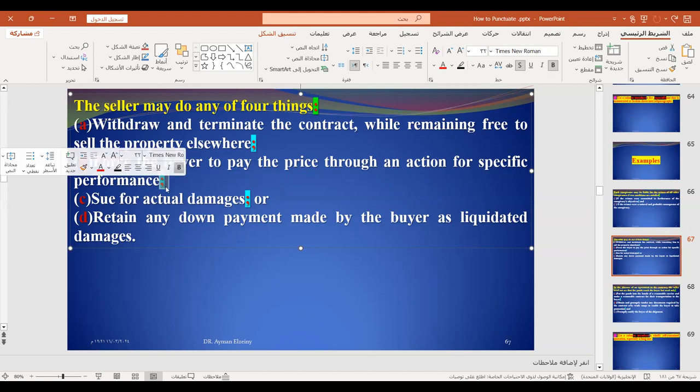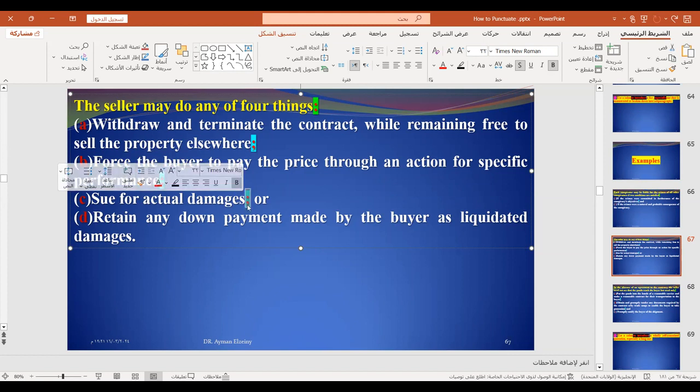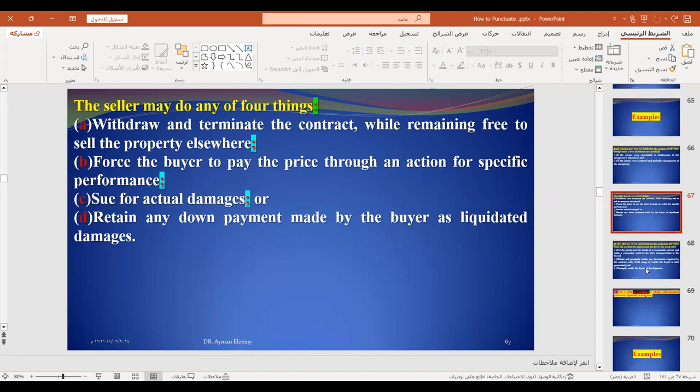After "performance," put a semicolon. The third case: sue for actual damages. After "actual damages," put a semicolon. Or retain any down payment made by the buyer as liquidated damages. Add liquidated damages. After "liquidated damages," put a full stop.